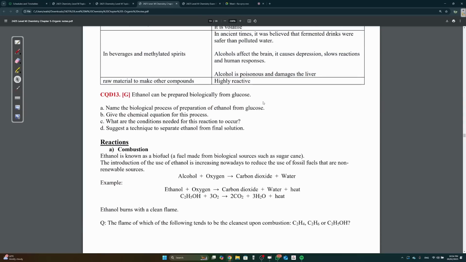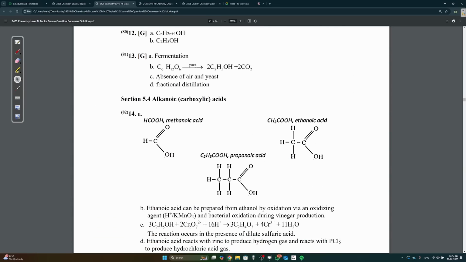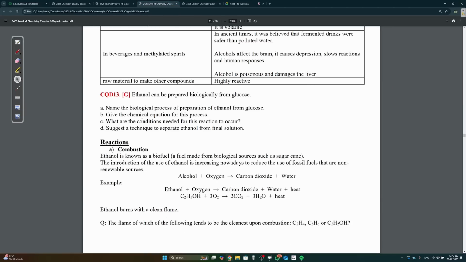Ethanol can be prepared biologically from glucose. Name the biological process of preparation of ethanol from glucose. Obviously, it's fermentation, right? Let me open the marking scheme for you. It's fermentation. Give the chemical equation for this process. You should just know it's glucose, C6H12O6. I think everyone knows the formula of glucose. Anyone who did basic biology should know it. It breaks down to form an alcohol, C2H5OH, and carbon dioxide, right?